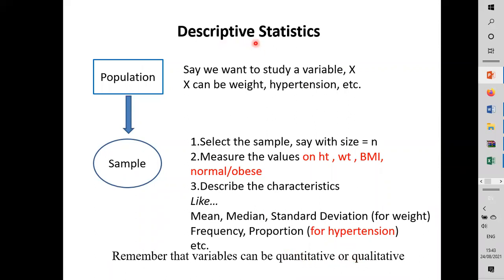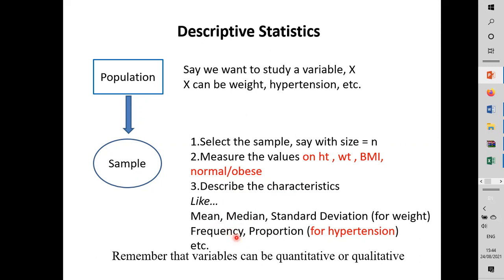You're going to descriptive statistics. How do you describe? It depends on whether the variable is quantitative or qualitative. Normally you select the sample, say sample size n, and measure the values on the individuals selected, for example height, weight, BMI. Then describe the characteristics like mean, median, standard deviation, frequency, proportions. Again, in the statistical analysis, you must mention this.